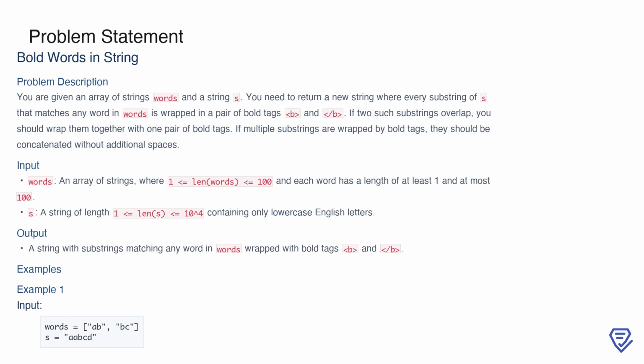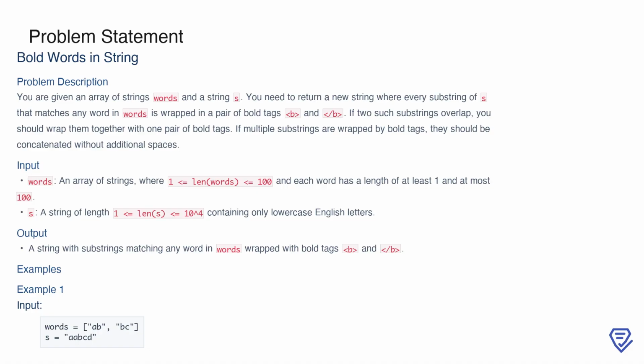In this problem, you're tasked with taking an array of strings, called words, and a longer string S, and identifying all substrings in S that match any of the words in the array. Once identified, these matching substrings need to be enclosed in bold tags, specifically <b> and </b>. A key aspect of the problem is handling overlaps. If two substrings overlap or are contiguous, they should be combined into a single bolded section. Additionally, the bolded region should be output as one continuous string, without introducing extra spaces.